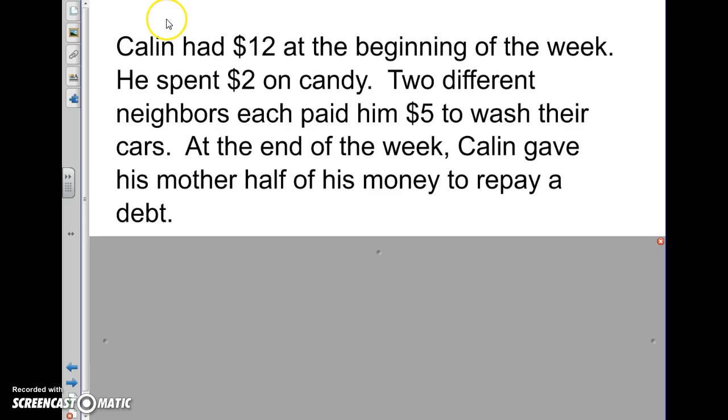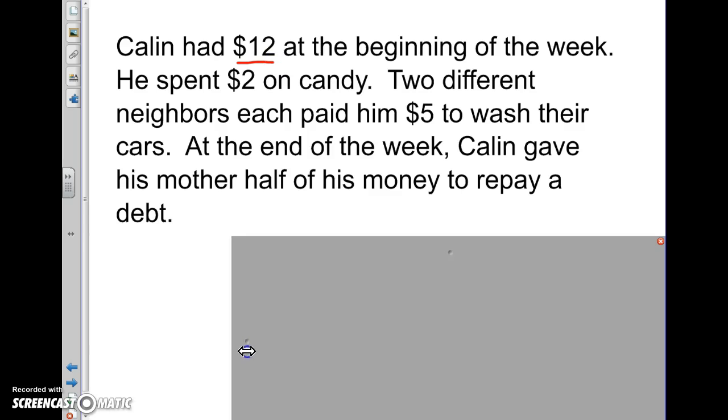So first of all, Callan has $12 to start off with, right? So we can start off with here's his $12 that he has at the beginning of the week. He spent $2 on candy, so he spent it. So when you spend money, are you getting money, or is it going away from you? It's taking away, right? So we're subtracting $2. So he had $12 in his pocket, spent $2 on candy. He's going to have $2 less. Okay? So he spent the $2.